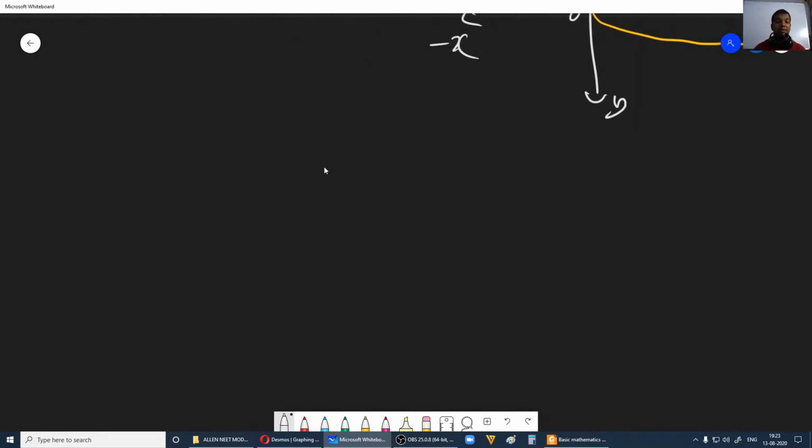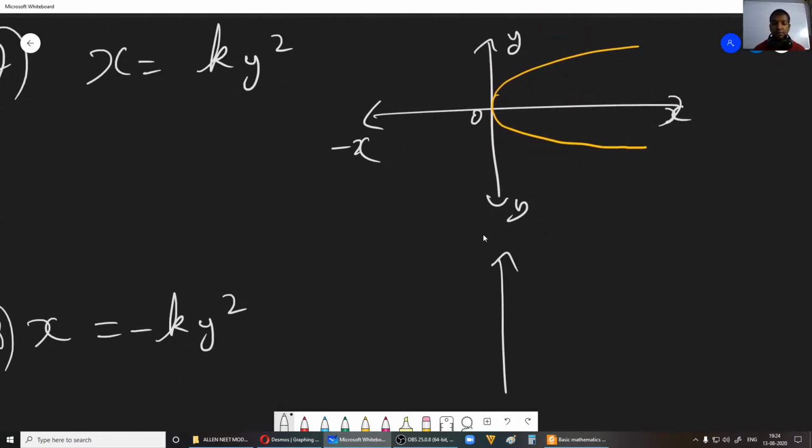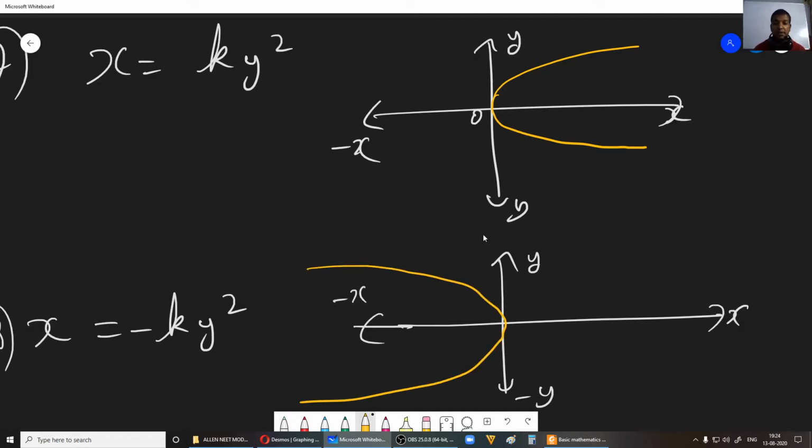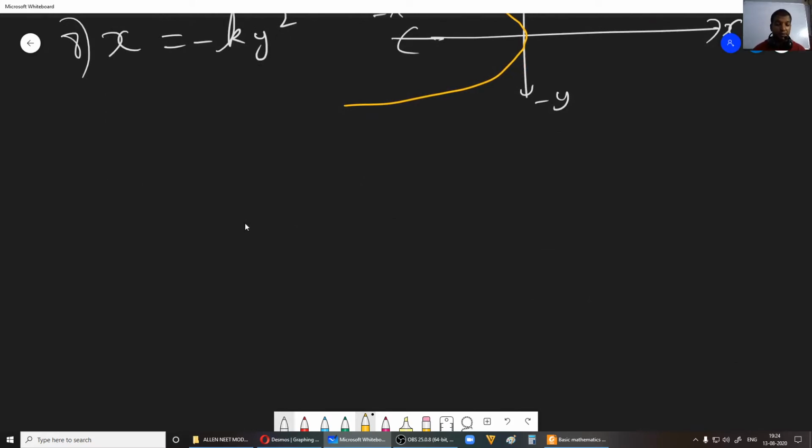Now if x is equal to minus ky square, then it would open up towards the negative x-axis. So it would open up this way. The equation here is x is equal to ky square, and here it is x is equal to minus of ky square in this case. Now let's look into the next one, the ninth one.